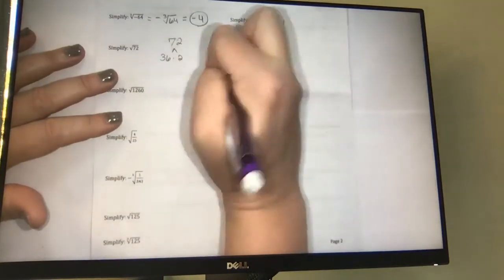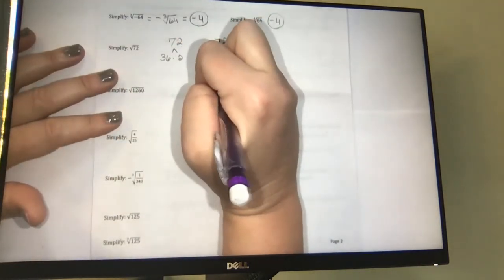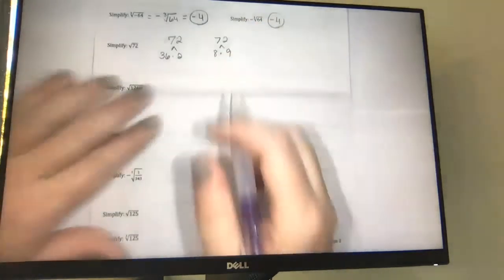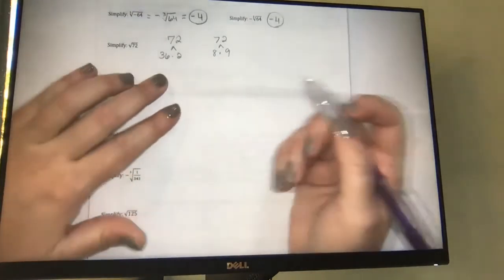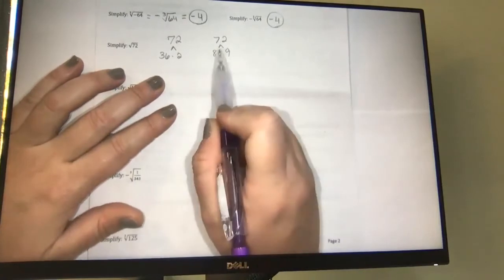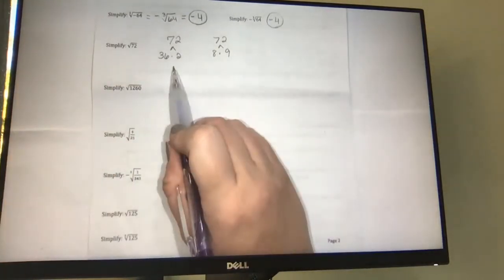Smarty Pants Reese over here. I'm also going to do 8 and 9 because I think you're probably the only person in America that said 36 and 2. That's very good. Maybe Chandra did too. I'm just going to show you that you can pick any two numbers you want. She's good at roots. That's why she picked that.